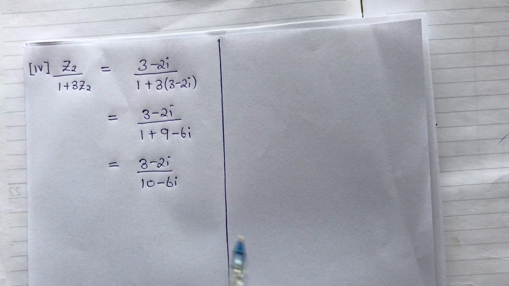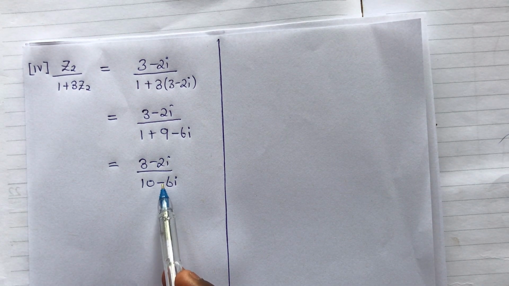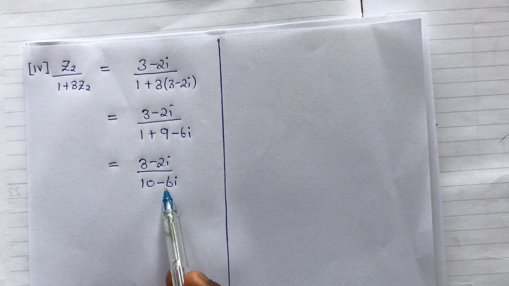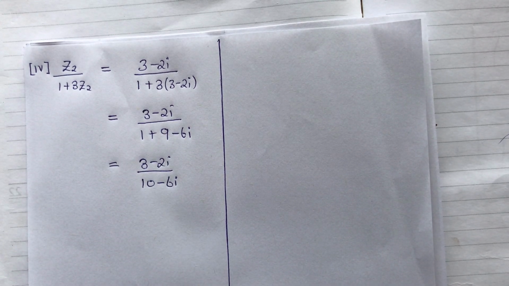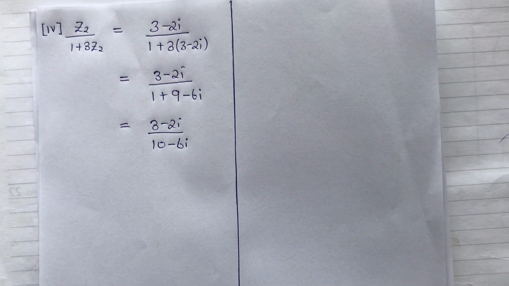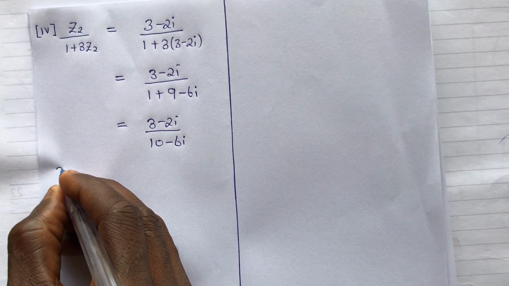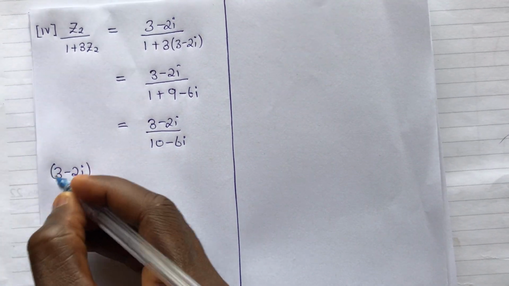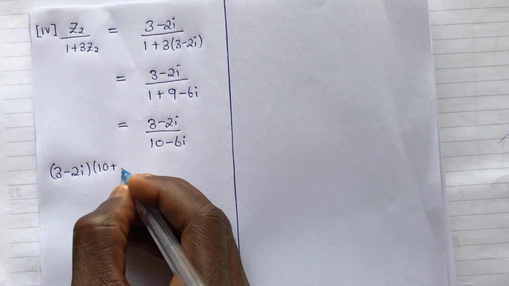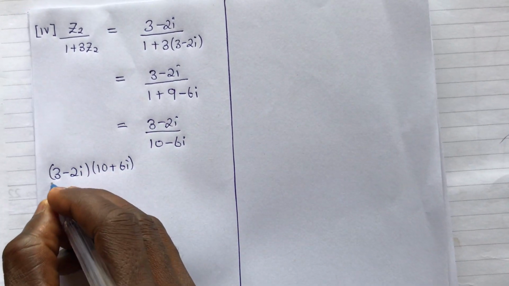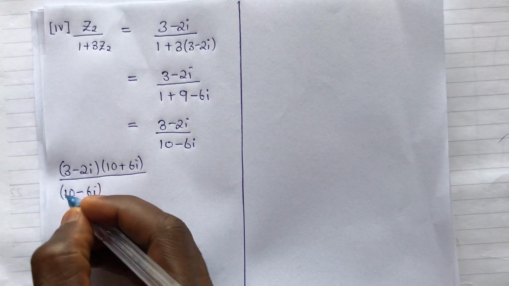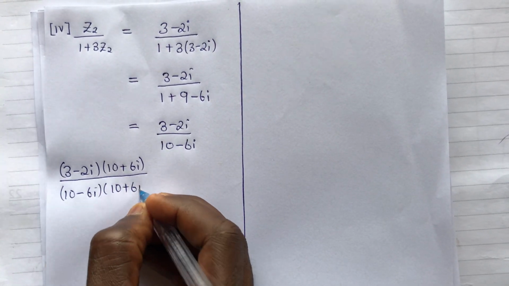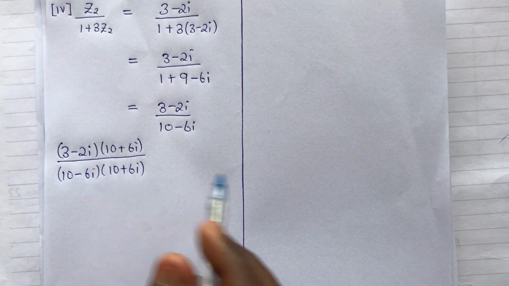So to rationalize, we learned that we take the opposite sign of the complex part for the denominator. So now we have 10 minus 6i here. We are using 10 plus 6i to multiply both the numerator and the denominator. So let's complete that. We are having 3 minus 2i multiplying 10 plus 6i, all divided by 10 minus 6i multiplying 10 plus 6i. So we can complete the calculation by expanding.